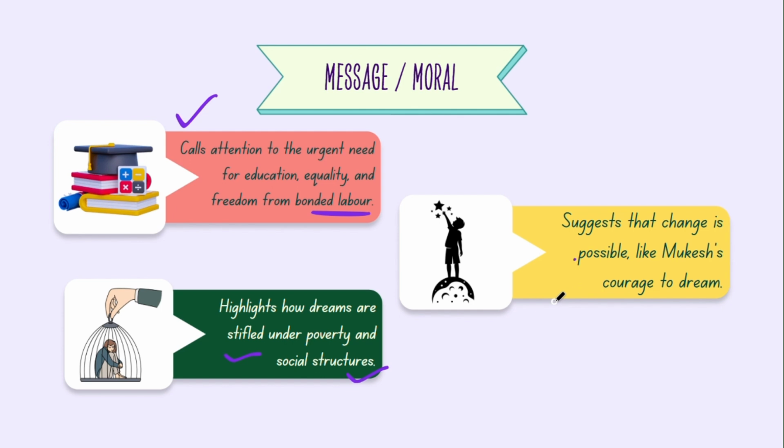Finally, the last message we can get from these stories is that yes, change is still possible, like Mukesh's courage to dream. So if these people have courage, they can dream, they can have that courage to dream, to try to change their lives. Yes, their lives can change. But for that, they will also need the help of people like us and people like our author who work for such people to get education, for such children to come out of this poverty so that they can improve the lives of future generations.